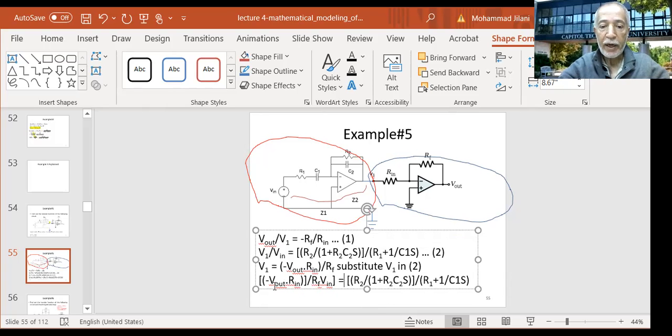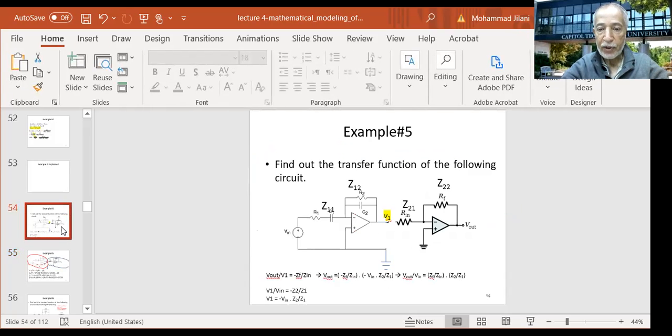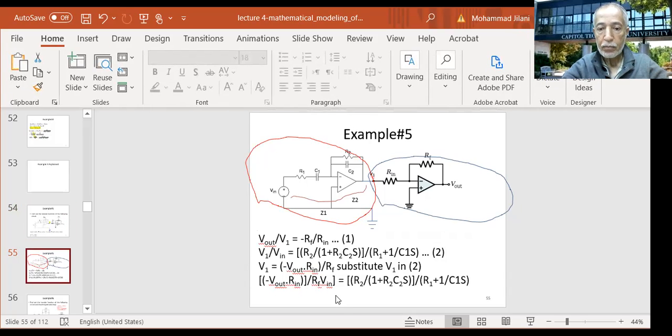Okay, so now I have this equation that has V out and Vn, then I can find the transfer function. You can do the transfer function by dividing V out by Vn. You keep V out Vn on this left hand side, you keep this right side, and you multiply it by RF on the top and Rn in the bottom, and then you will get the transfer function. So this is example number 5 solved, and I will stop the recording here.